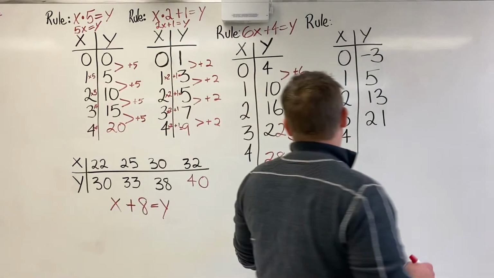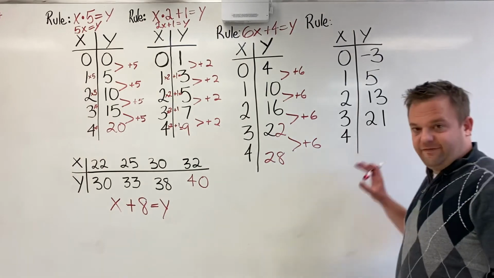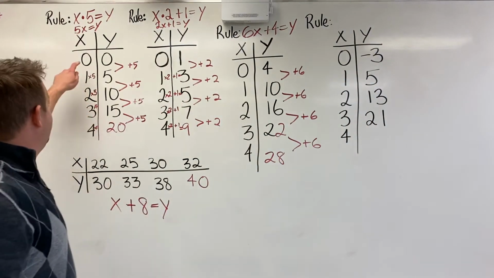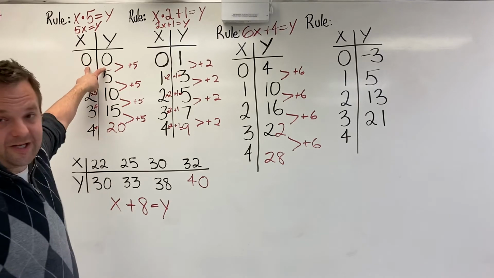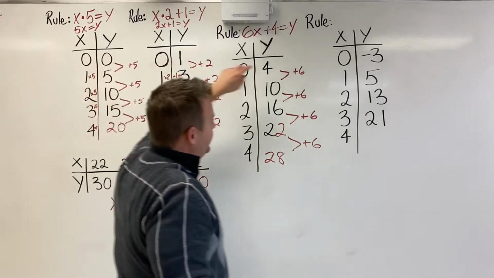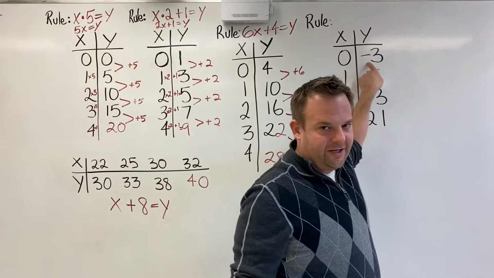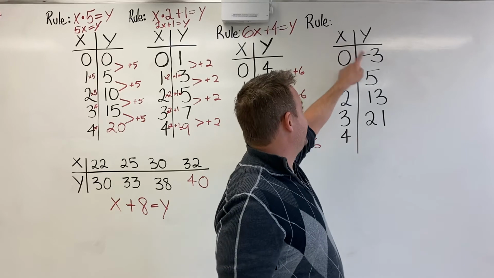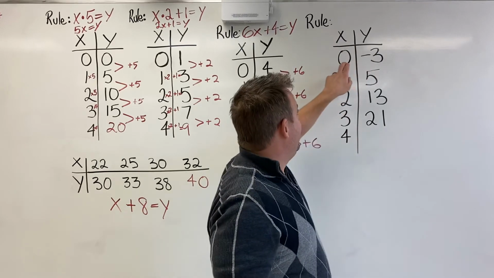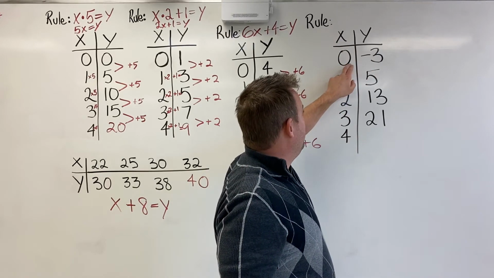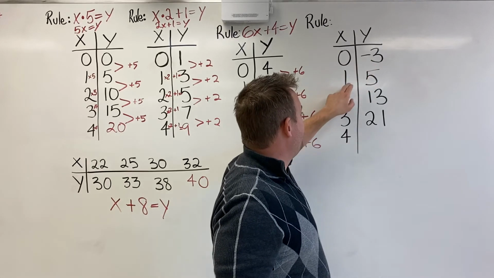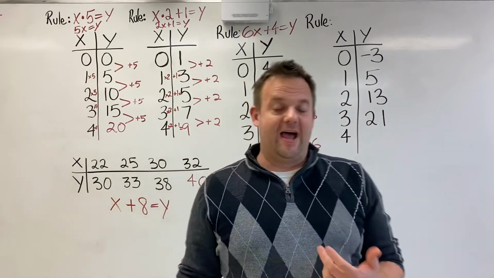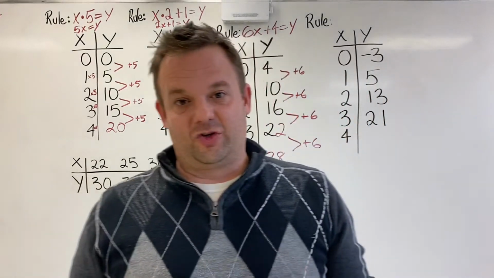All right, now let's go to the hardest one up here. Pause the video, see if you can do it. All right, remember how I said when the 0, 0 here, that indicates multiplication right off the bat. This goes 0 to -3. Well, let's see if x minus 3 equals y works. 0 minus 3 is -3. 1 minus 3 is -2, not 5. So now I know I have to multiply and then subtract.